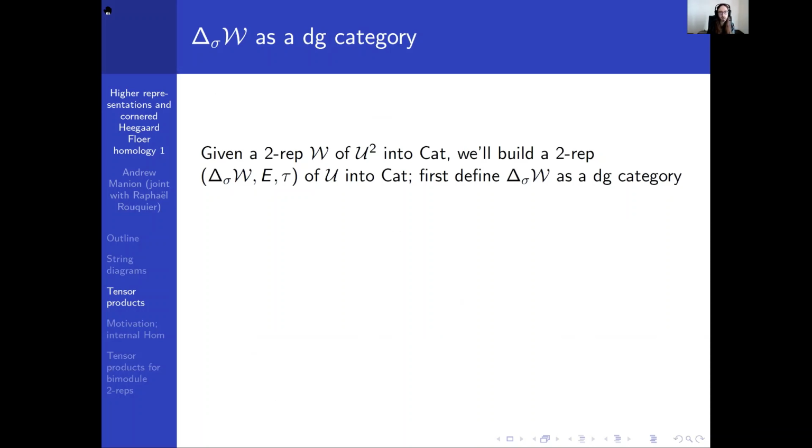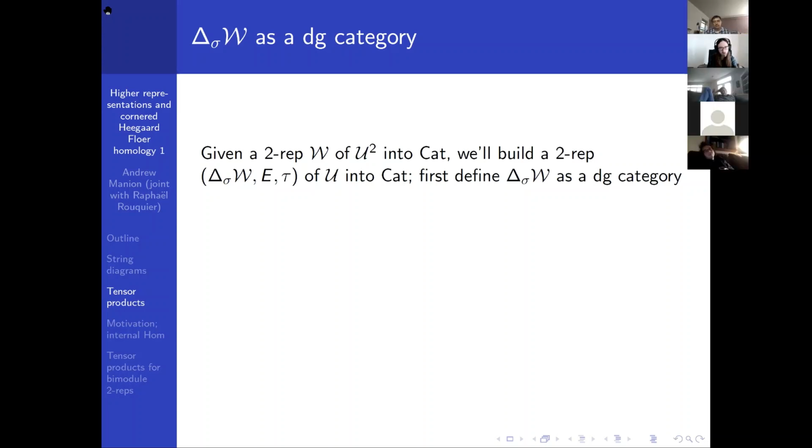We are going to build something that we call delta sigma of W because it's going to have an action of U that's in some sense a diagonal action, making use of the action of U squared in some sense. As a two representation of U, it won't be just a DG category, but it will have this endofunctor E and this natural transformation tau. So we have to build all of this data, okay?